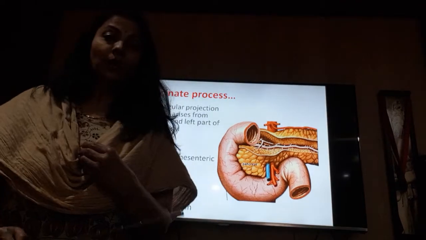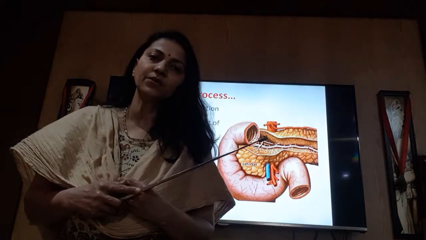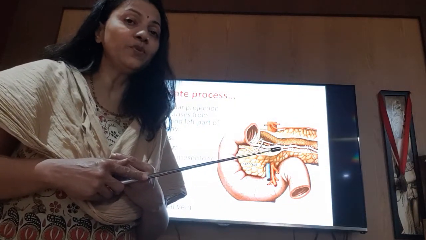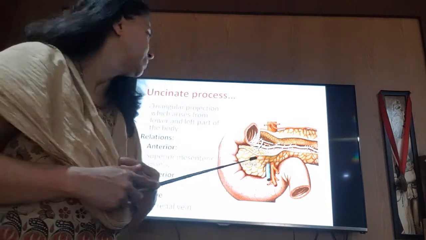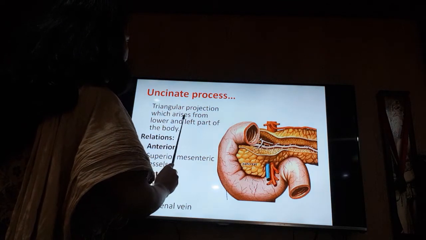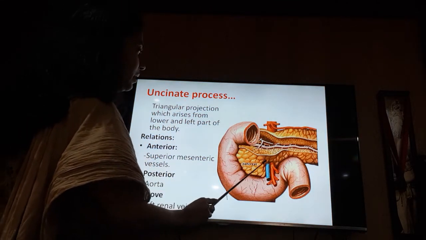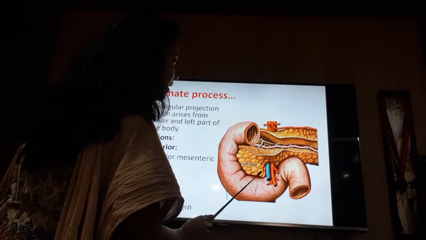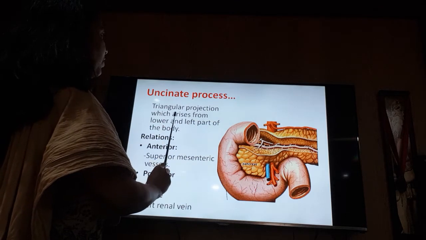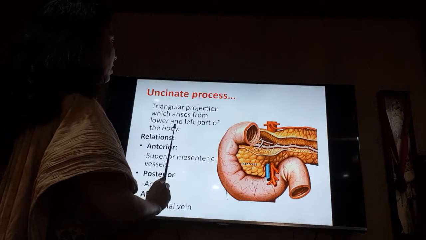Now we come to the uncinate process. Just now I said the uncinate process is the process of the head. So we will talk about the uncinate process. We should know where it is lying and what is its importance, right? It is a triangular projection which arises from the lower and left part of the body. Here it is arising, triangular in shape.